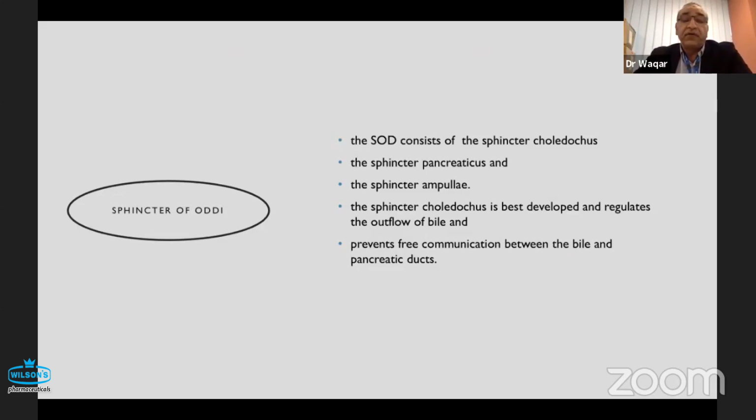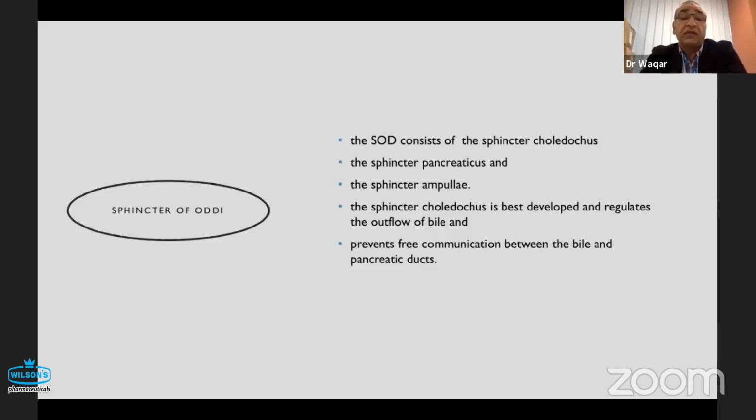just a brief few words about the sphincter of Oddi. It consists of three basic components: the sphincter choledochus, or the sphincter fibers around the common bile duct; the sphincter pancreaticus, or the sphincter fibers around the pancreatic duct; and the sphincter ampullae, which covers the ampulla as a common sphincteric band.